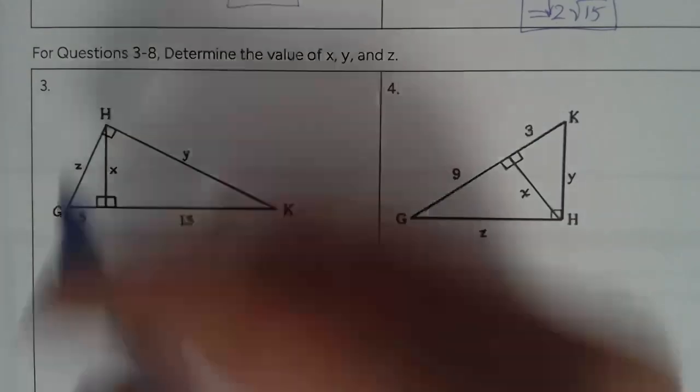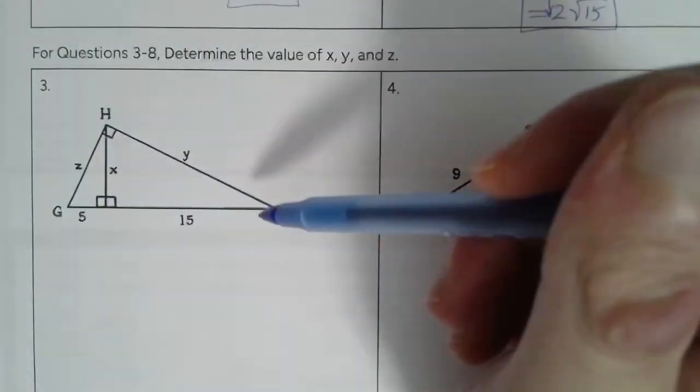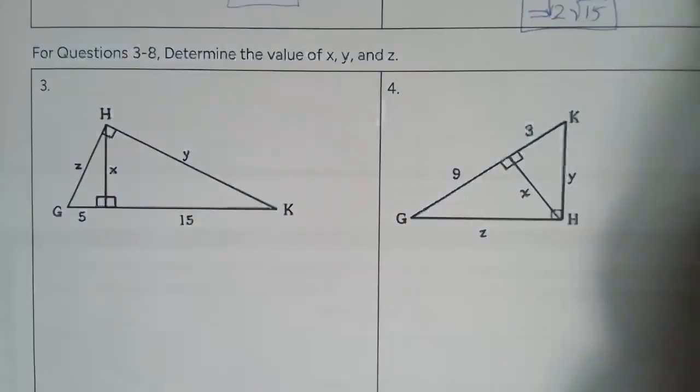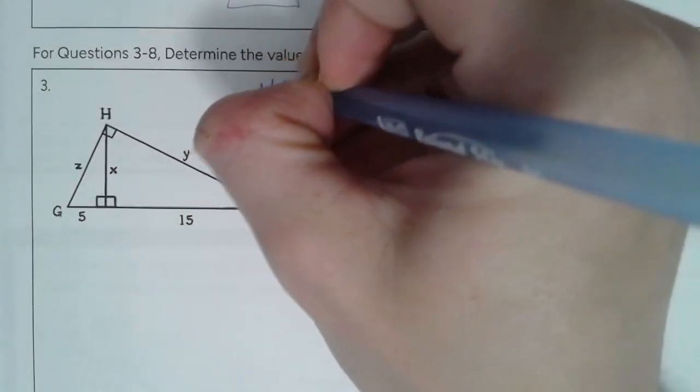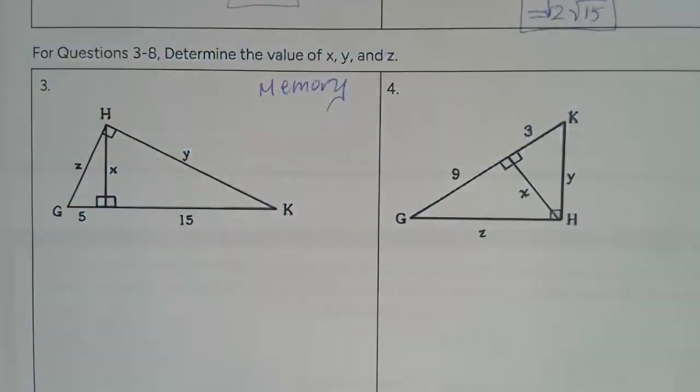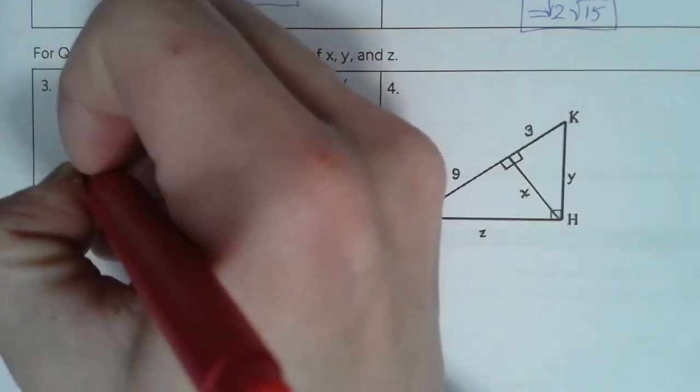I believe in class I showed you guys the similarity method on this one. So I'm actually going to do the memory method here. So if you're a memorizer, I'm going to go through and label my triangle as the first thing I'll do. I'm going to use a red color to not confuse it with my work, which I'll do later. This is the letter A.